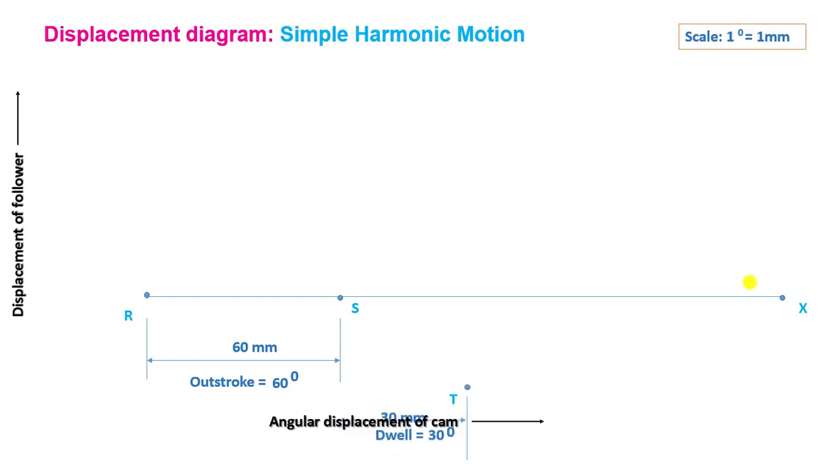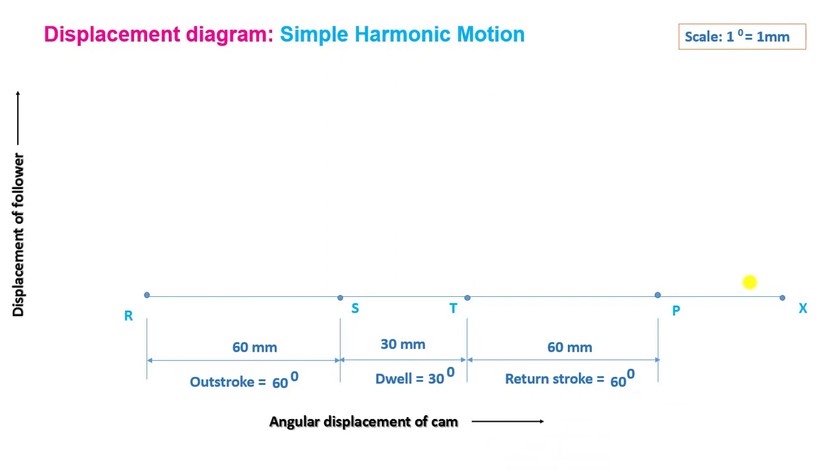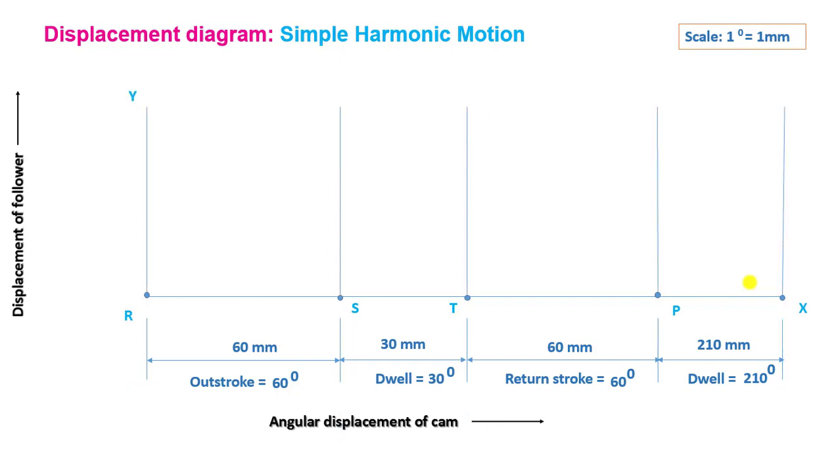degree. St is equal to 30 mm to represent dwell period equals to 30 degree. Tp is equal to 60 mm to represent return stroke equals to 60 degree. And mark Px is equal to 210 degree to represent dwell for remaining cam rotation. Draw vertical line from points R, S, T, P and X. Ry equal to stroke of the follower, that means 40 mm, and complete the rectangle.